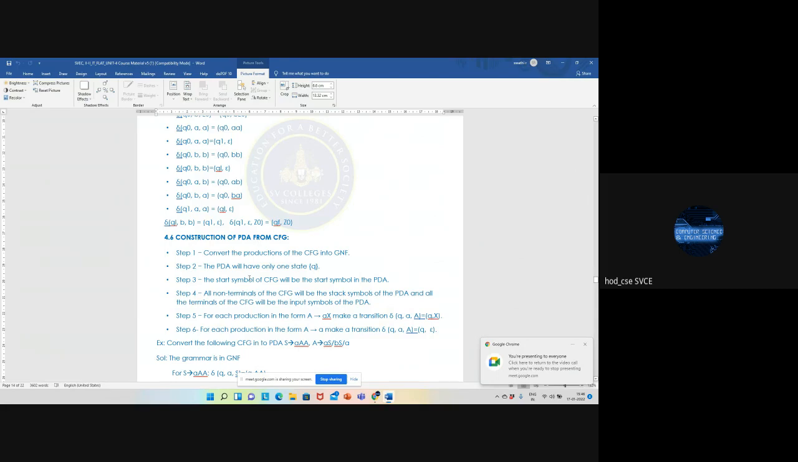Now we are converting the productions of the context-free grammar into a PDA. We have production rules, and now we will convert those production rules into a pushdown automaton. So there will be an equivalent pushdown automaton for a context-free grammar. Vice versa is also possible. For every context-free grammar, there will be an equivalent pushdown automaton.